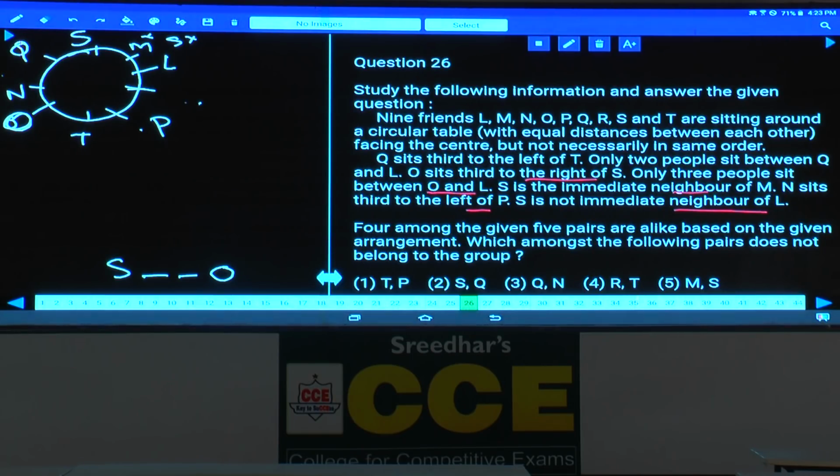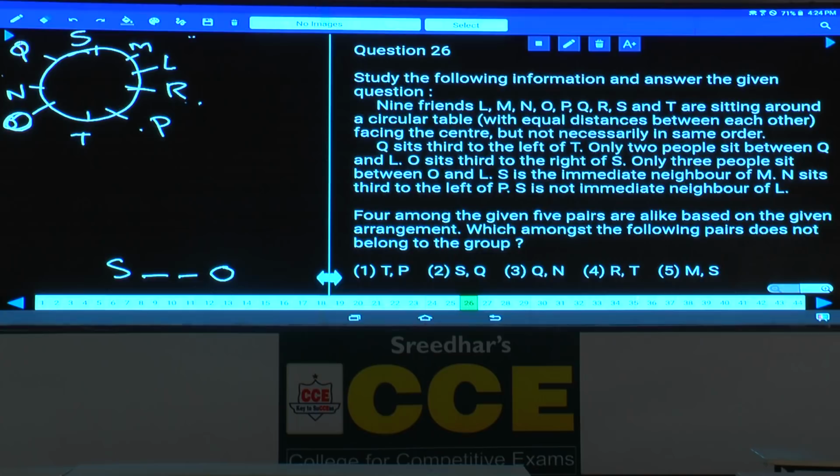Then who is the person left over? Tell me. Now the persons are L, M, N, O, P, Q, S and T. Hence R is the person left over, and this R must be in between L and P. Are you following this one or not? Then question number 26. Now in this question number 26, 4 among the following pairs.